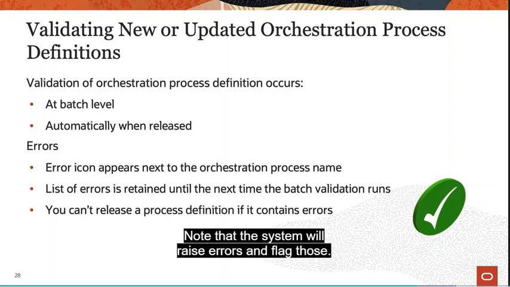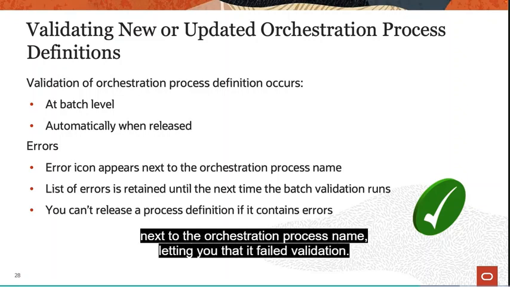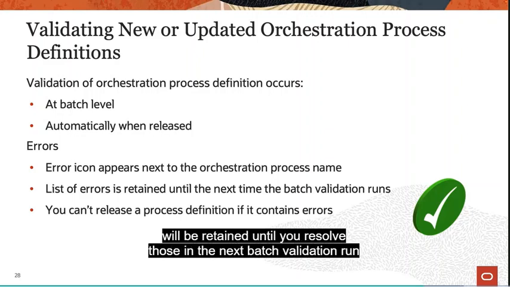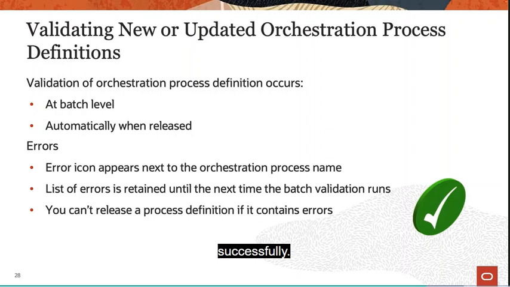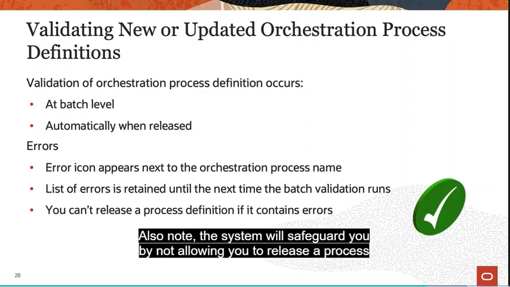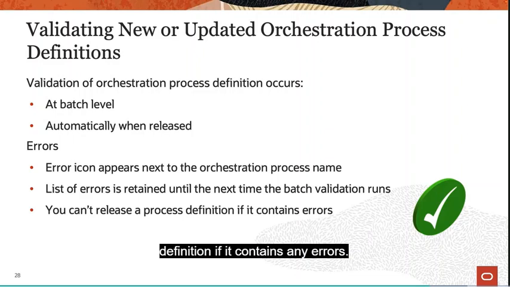Note that the system will raise errors and flag those. The system will also display a little error icon next to the orchestration process name, letting you know that it failed validation. It'll also create a list of errors that will be retained until you resolve those in the next batch validation run successfully. Also note, the system will safeguard you by not allowing you to release a process definition if it contains any errors.